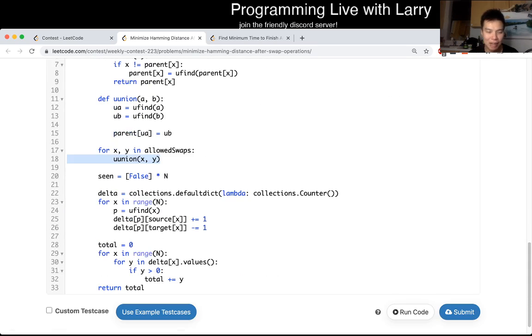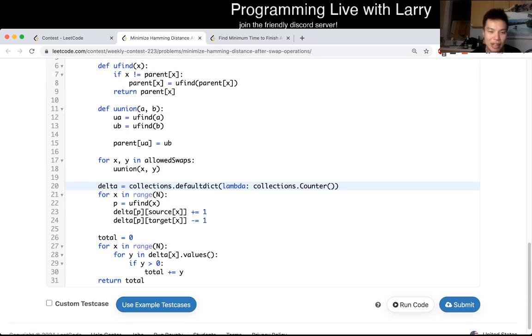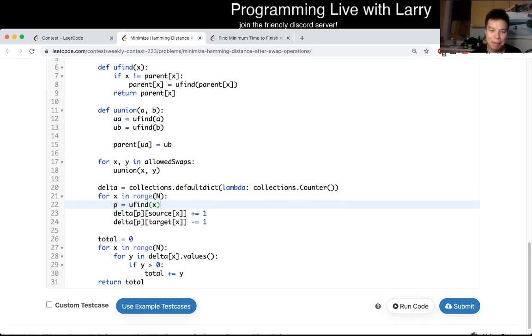And then I don't know why I have this seen. I think I was thinking about using a different way. But then after that, I have a map of a map, basically, in a language that is in Python. And what I do is, for each index on the source array, we go, okay, what is the component number, right? So this is the component number, which is the parent in a union find.